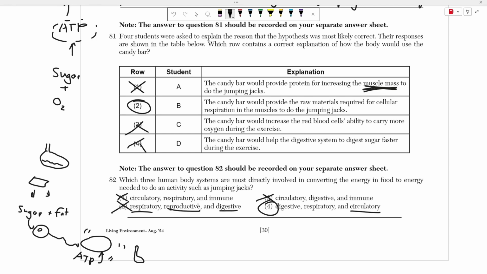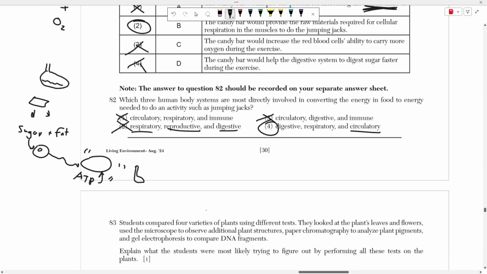We would eliminate choice 2, right? The reproductive system has absolutely nothing to do with your capacity to do exercise, right? If you wanted to create a child, you would use a reproductive system, but in that case, that's not exercise, right? You're not using that system of your body just to do physical activity like jumping jacks.